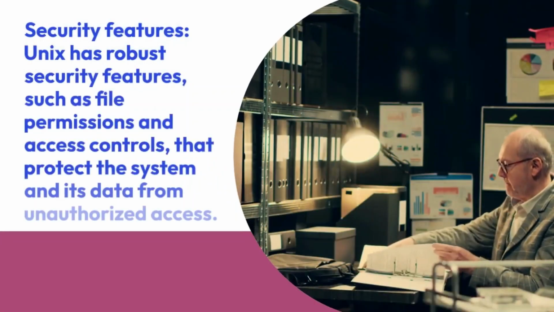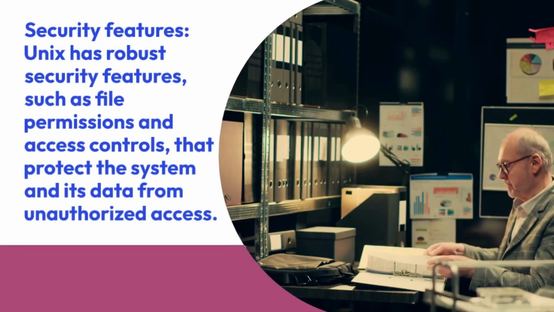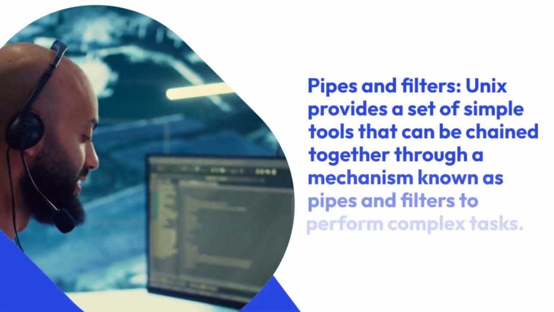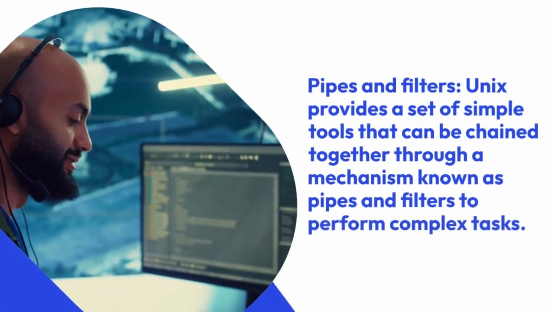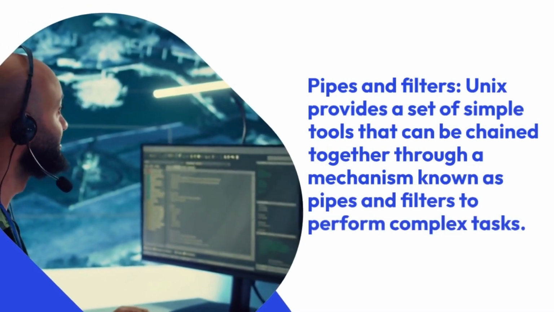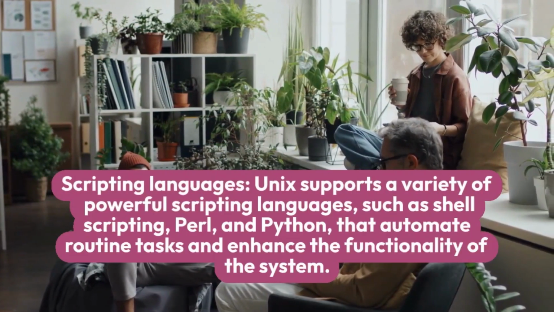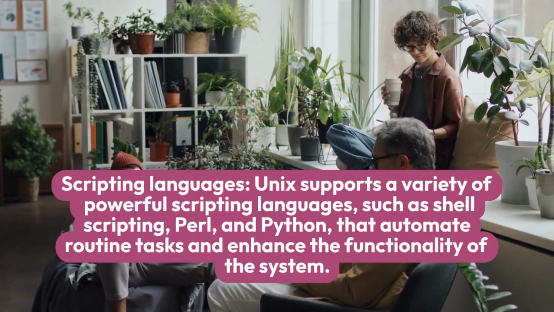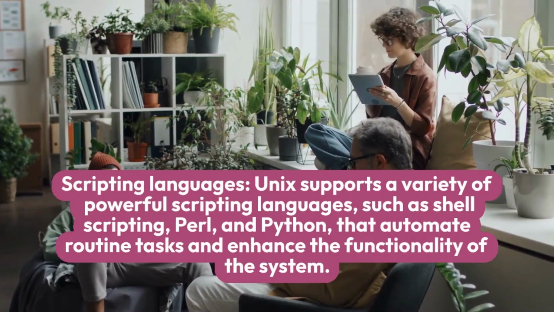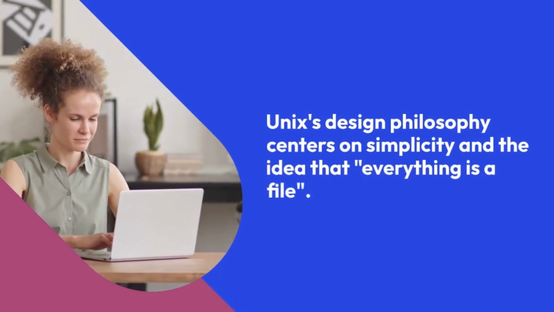Security features. Unix has robust security features, such as file permissions and access controls, that protect the system and its data from unauthorized access. Pipes and filters. Unix provides a set of simple tools that can be chained together through a mechanism known as pipes and filters to perform complex tasks. Scripting languages. Unix supports a variety of powerful scripting languages, such as shell scripting, Perl, and Python, that automate routine tasks and enhance the functionality of the system. Unix's design philosophy centers on simplicity and the idea that everything is a file.